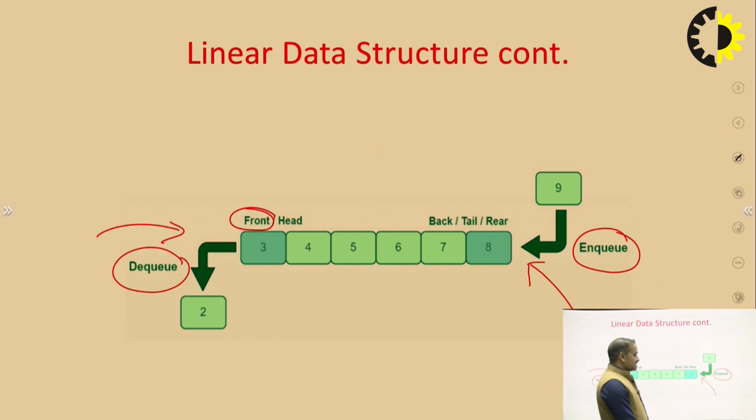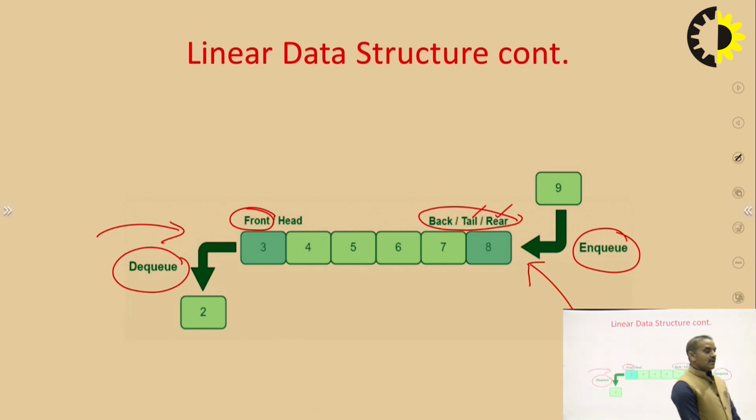DQ at this place. Here this position is also called back, tail or rear position. So in the case of a queue, we have to fix the position for insertion and deletion, and that data structure is called a queue.